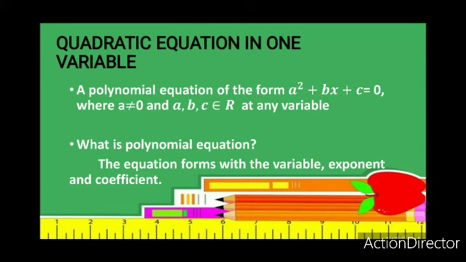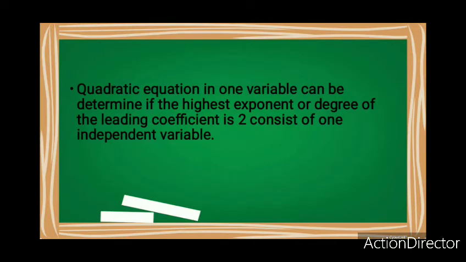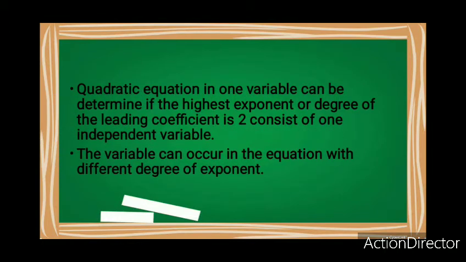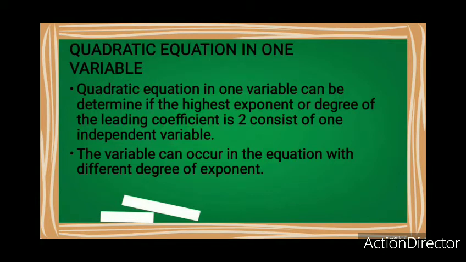What is a polynomial equation? A polynomial equation is an equation formed with variables, exponents, and coefficients. A quadratic equation in one variable can be determined if the highest exponent or degree of the leading coefficient is 2 and it consists of one independent variable. The variable can occur in the equation with different degrees of exponent. Since we already defined what a quadratic equation is, let's try answering a problem involving quadratic equation in one variable.